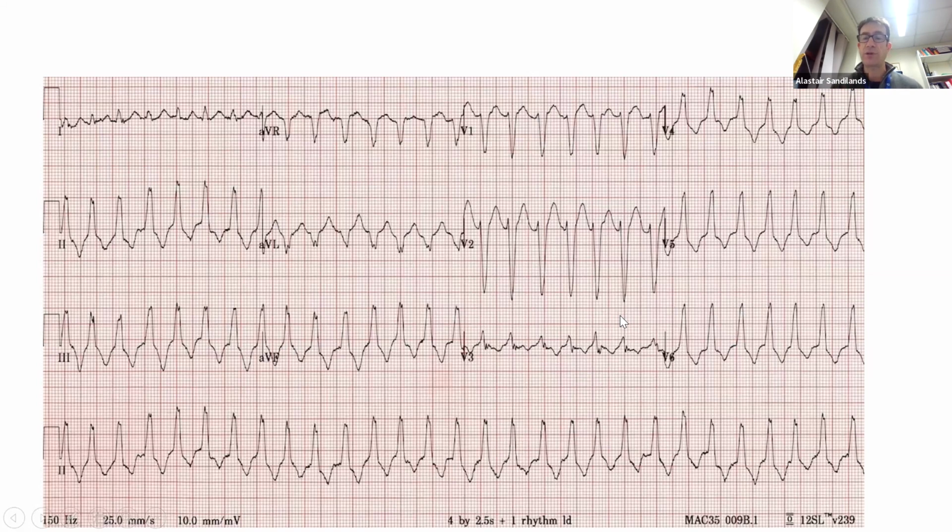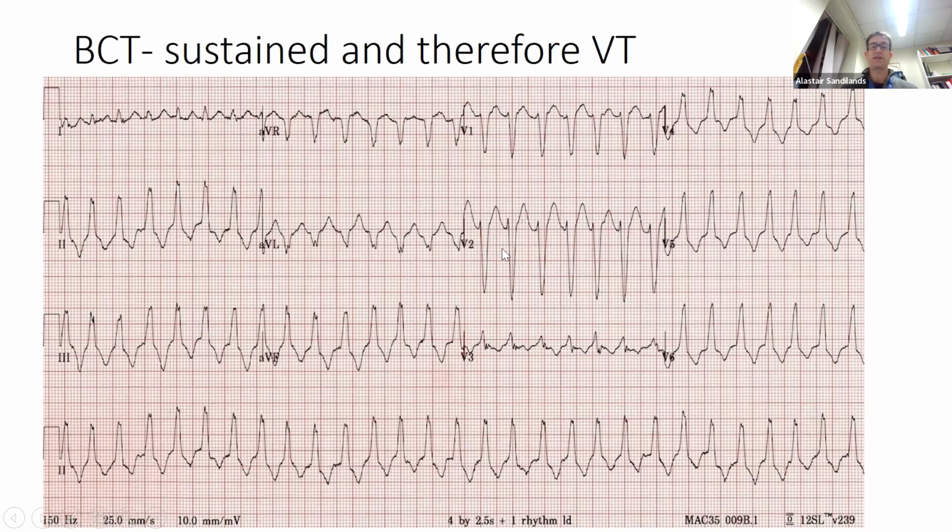We now have positivity in V3, V4, V5, V6. So that is not a typical left bundle branch block pattern, but we have a regular, broad complex tachycardia. It's regular, the spacing between the QRS is the same, it's broad, the QRS is greater than 3 small squares, and the pattern is not left bundle because of the axis and the transition where it becomes positive. So this is a ventricular tachycardia.